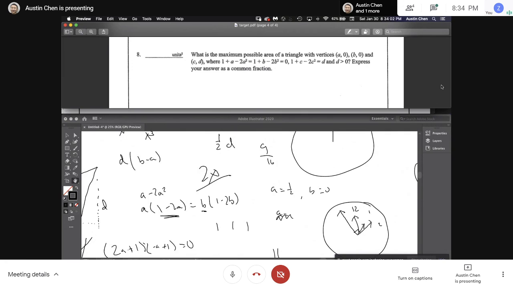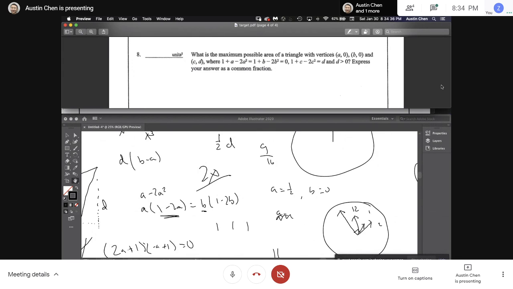Remember when we factored the thing, 1 plus a minus 2a squared? So that factored into 2a plus 1 and negative a plus 1, right? So a can be negative 1/2 and b can be 1, right? And that still satisfies it. 1 plus a minus 2a squared is 0, and 1 plus b minus 2b squared is 0 if b equals 1, right?